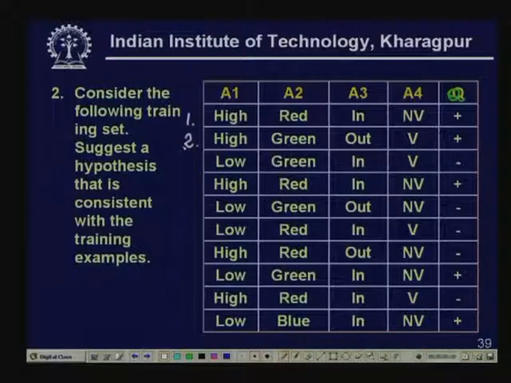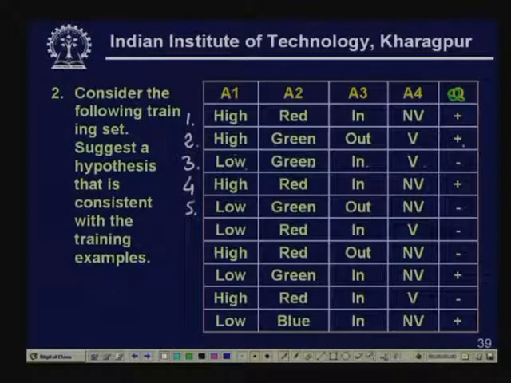Sample 2, A1 is high, A2 is green, A3 is out, A4 is V, classification is positive. Third example, A1 low, A2 green, A3 in, A4 V, Q is negative. Example 4, A1 is high, A2 is red, A3 in, A4 NV, Q is positive.